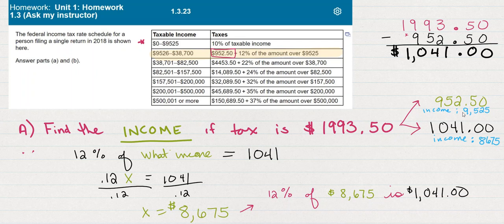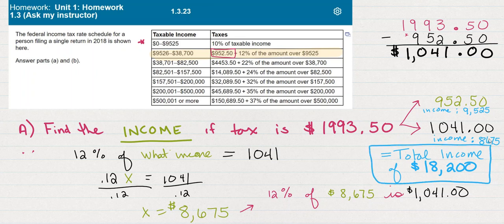If I add the $9,525 to the $8,675, that gives us a total income of $18,200, and that's the answer to this. Are you thoroughly confused on this? These tax brackets can really be tricky.